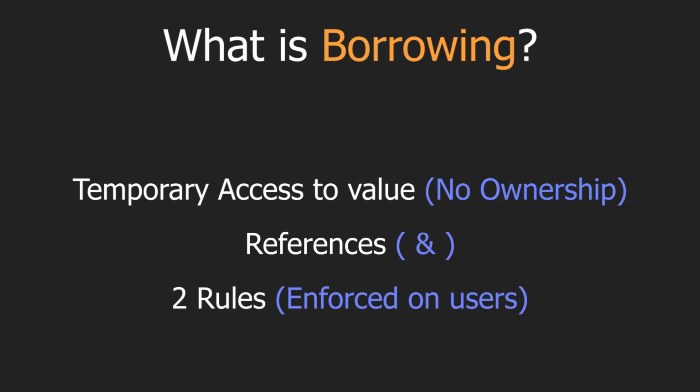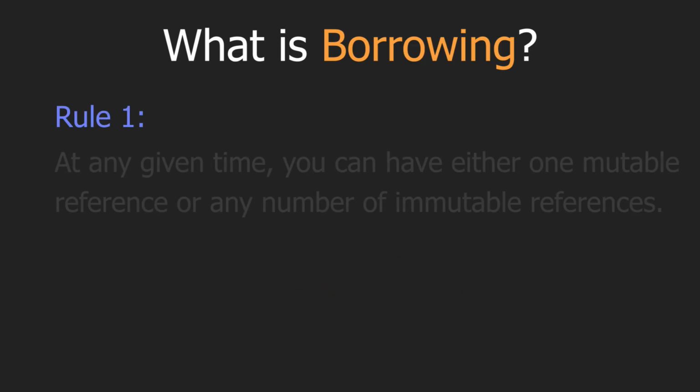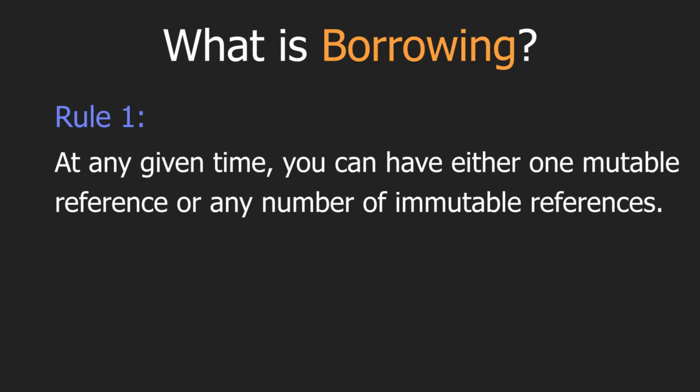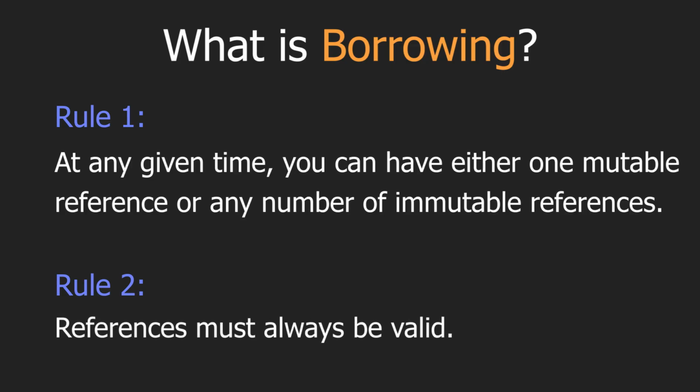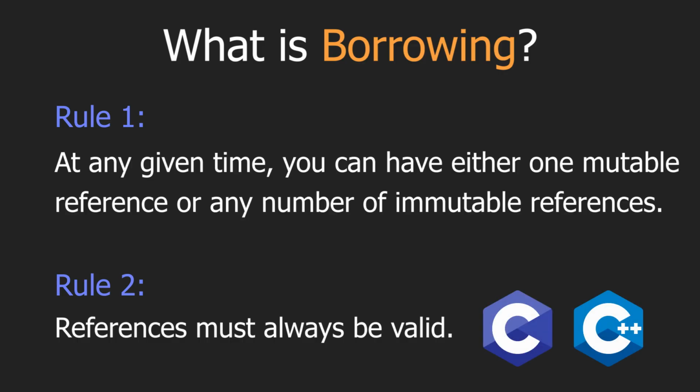But in this case as well, there are some rules enforced. Rule number one, you can have any number of immutable references, and if you need a mutable reference, you can only have one at a time. And rule number two, references must always be valid. By valid reference, it means that you can't use a reference to an invalid variable or a value gone out of scope. This rule is vital to tackle dangling pointers often faced in C and C++.